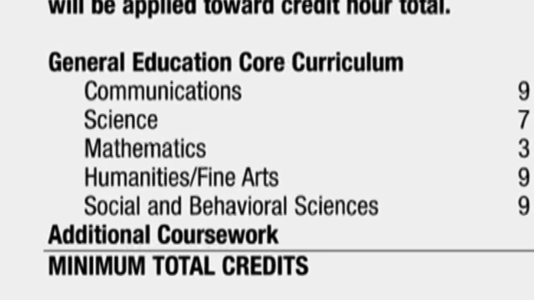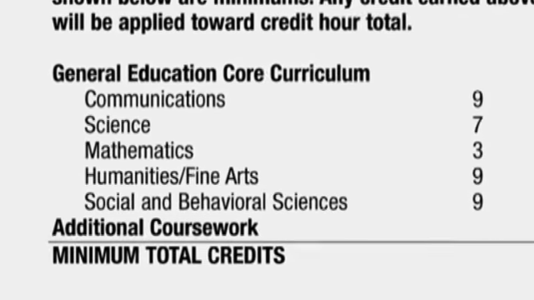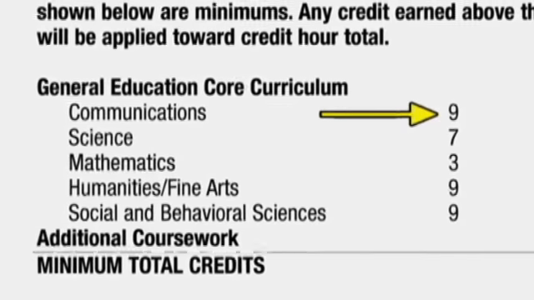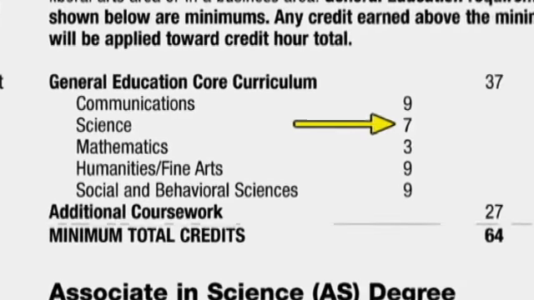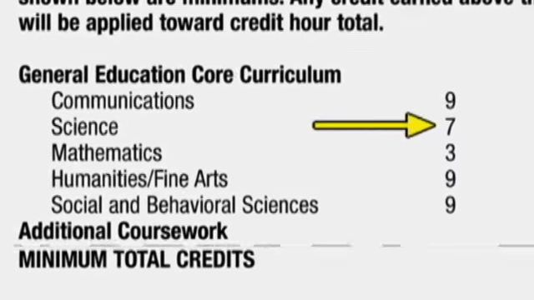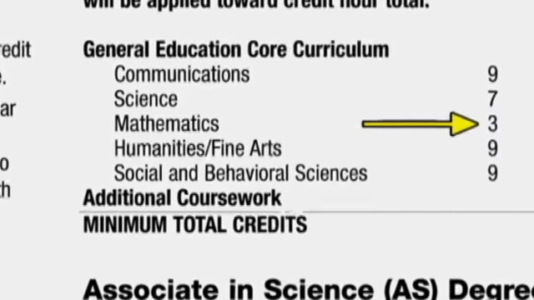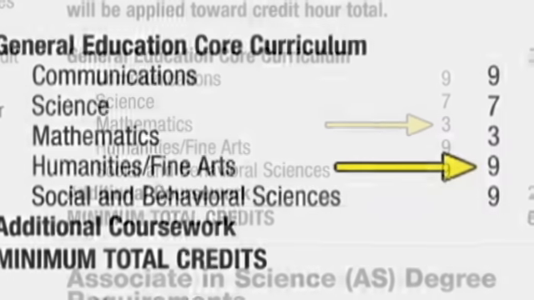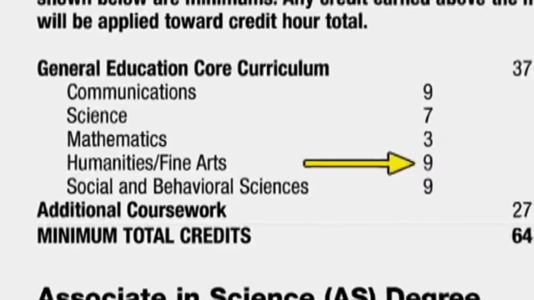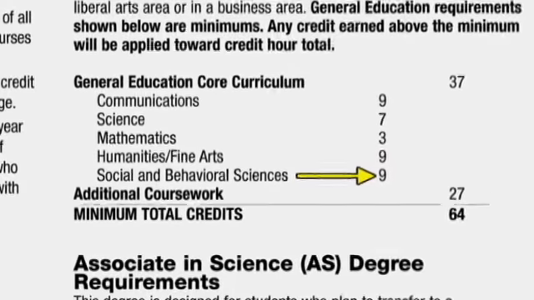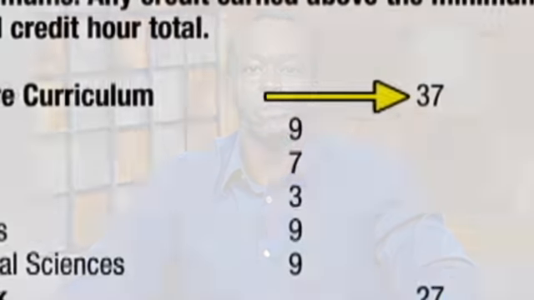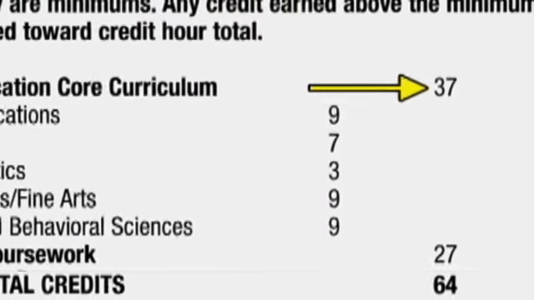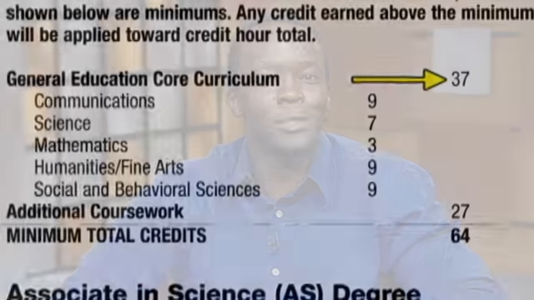These gen eds are broken down on the left side of the worksheet as a minimum of 9 hours of communications, English and speech, a minimum of 7 hours of physical life sciences, a minimum of 3 semester hours of math, a minimum of 9 semester hours of humanities and fine arts, and a minimum of 9 hours of social and behavioral sciences. Remember, all these minimum semester hours will add up to 37 hours of general education courses. So, what do each of these minimums mean in terms of classes you must take?